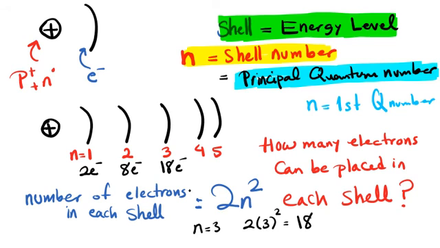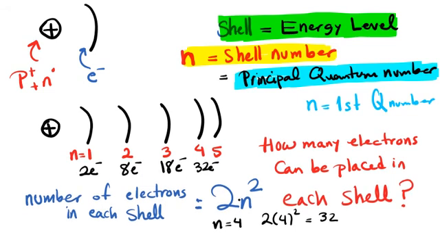I'm going to work on, for example, shell number 4. You are going to find 2 times 4 squared, which is 32 electrons. So I just wanted to show you that, if we have a variety of shell numbers, you can easily find the number of electrons for each shell. This is the first information we need to know regarding shells. This slide gives you all the required information you need to know for this technical term, shell.